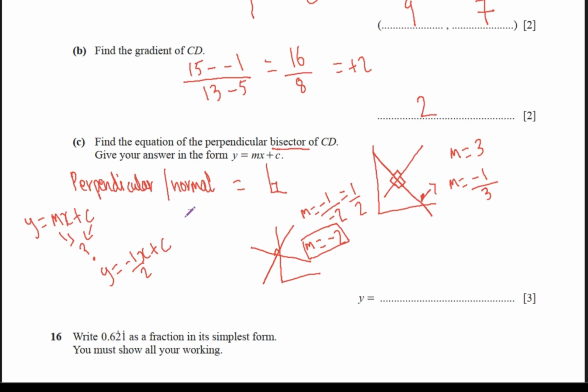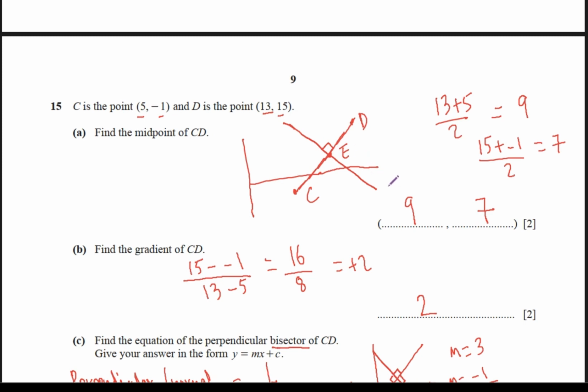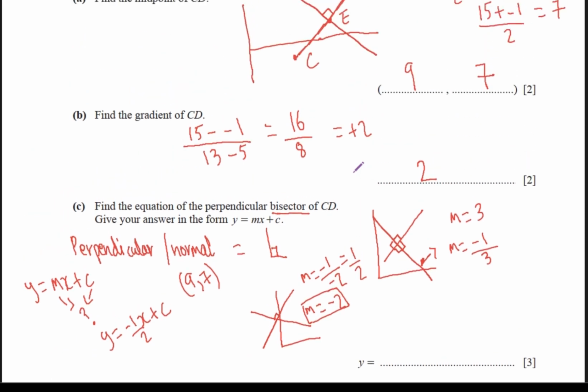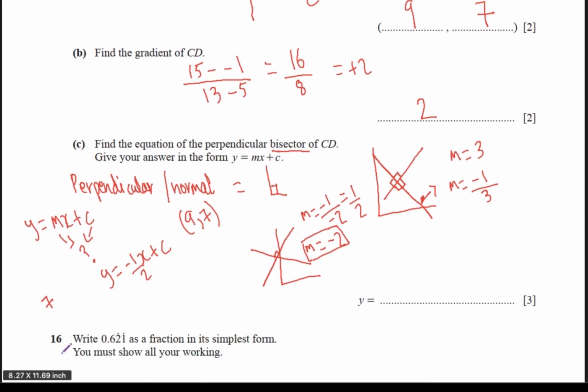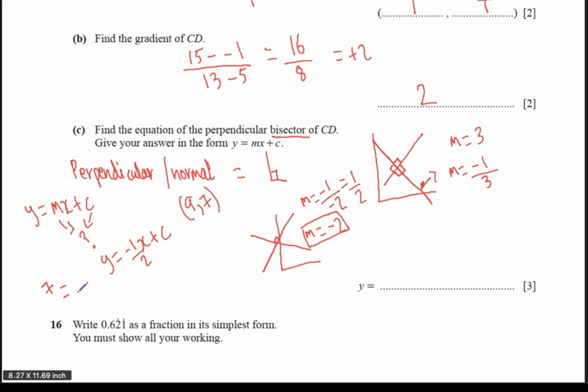How do you find c? Well, we know the point 9 and 7 is on this line. This new line has the point 9 and 7 on it because it goes through it. So we can just put 9 and 7 in for x and y. So y is 7. Let's put it down a bit. 7 is equal to -1/2 times x, which is 9, plus c. We can simplify that: 7 is equal to -4.5 plus c. Bring the 4.5 to the other side, and you have c is equal to 11.5. Well, that's it. That's all you need to know.